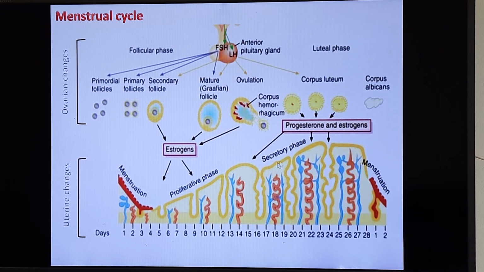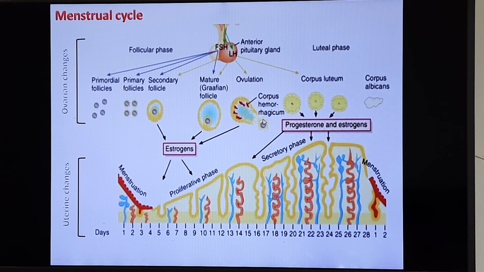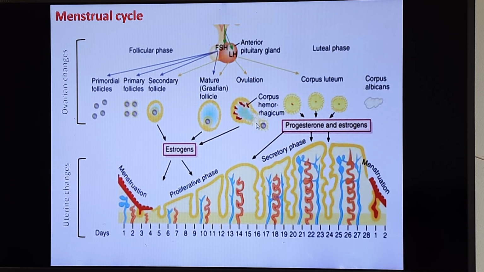Now what happens in the secretory phase? What changes occur after ovulation? Let's see. In the previous phase, the ovulatory phase, ovulation takes place, means the ovum comes out from the Graafian follicle. Now this empty Graafian follicle converts into a white body. This is known as the corpus luteum. This corpus luteum acts as a temporary endocrine gland. It secretes the female hormone, progesterone.